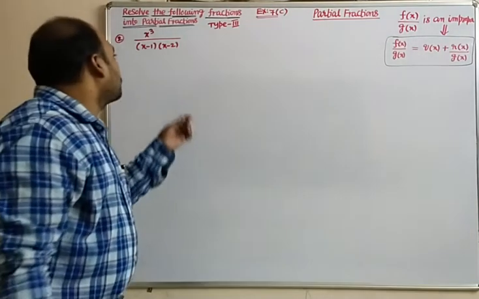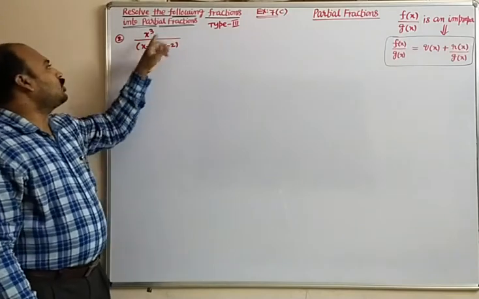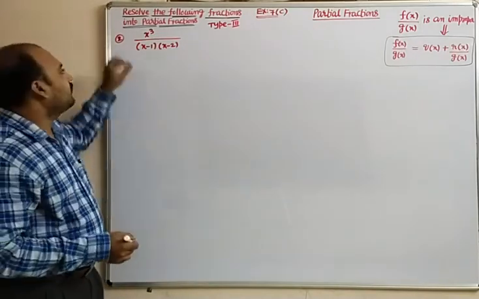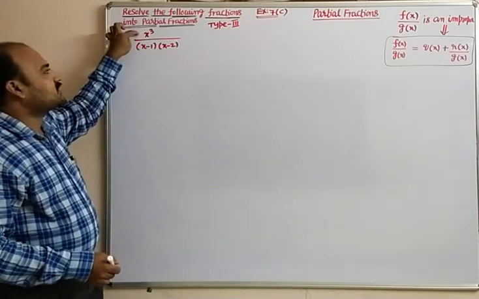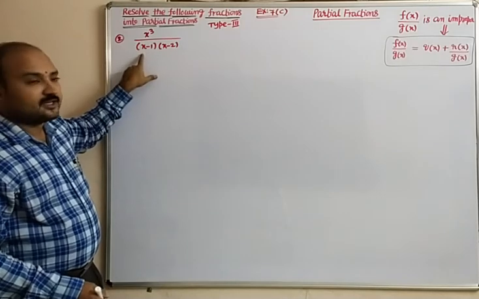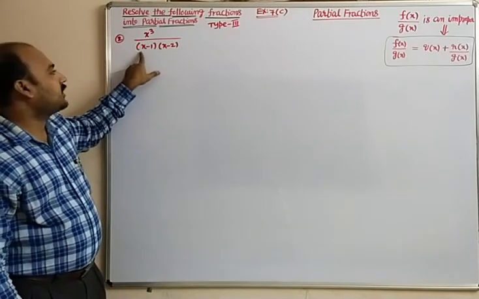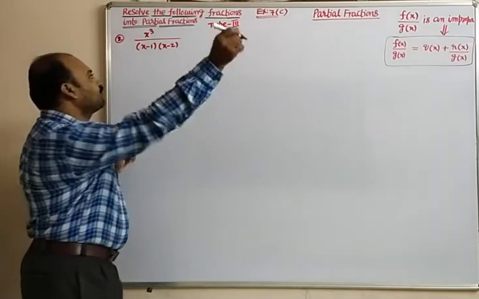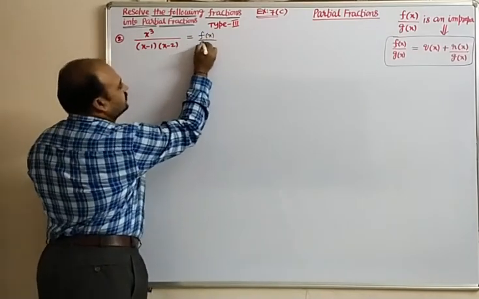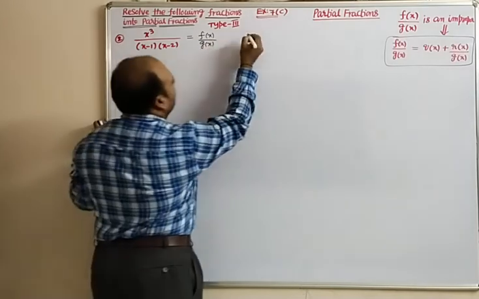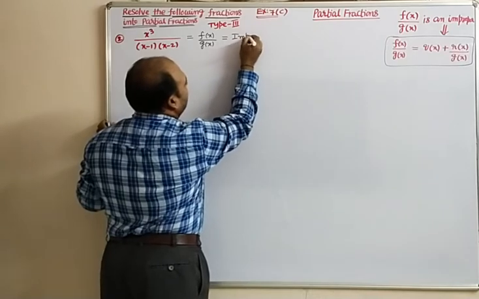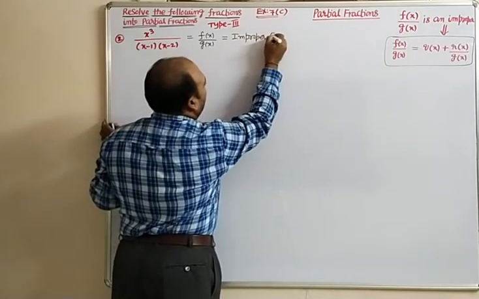The next question, question number 2. x cube divided by (x minus 1) into (x minus 2). Clearly you observe that the numerator, that means f of x, has degree 3, and g of x has degree 2, x into x, x square. f of x divided by g of x is an improper fraction.